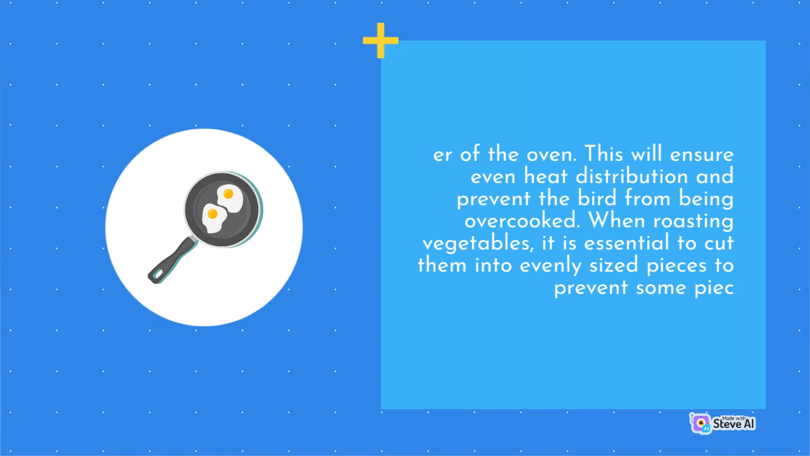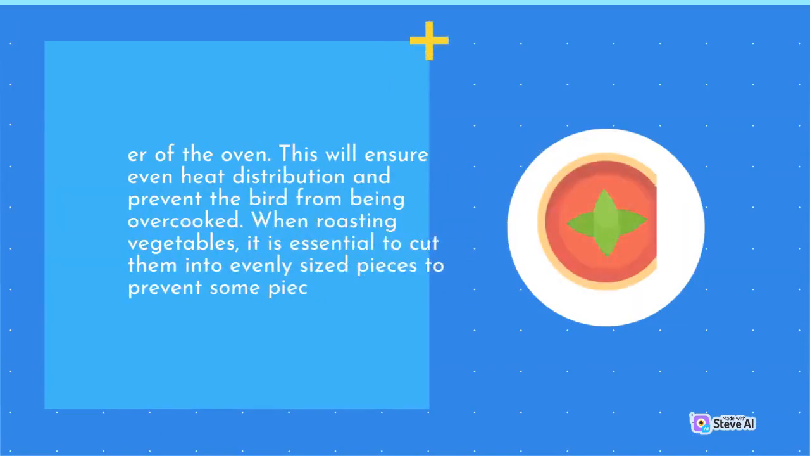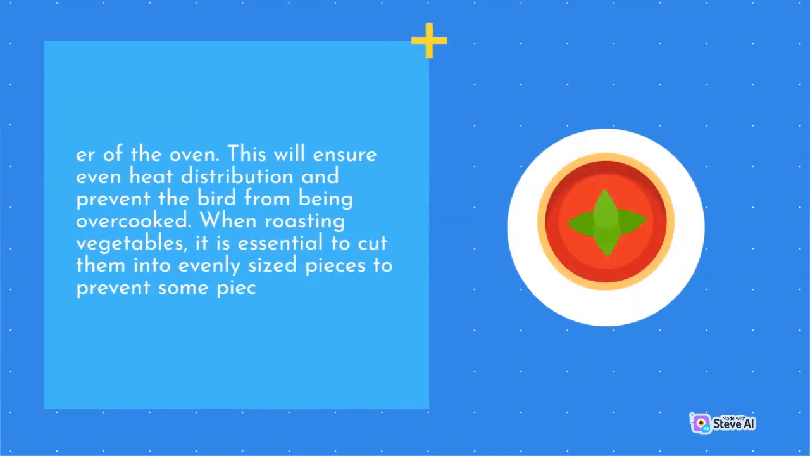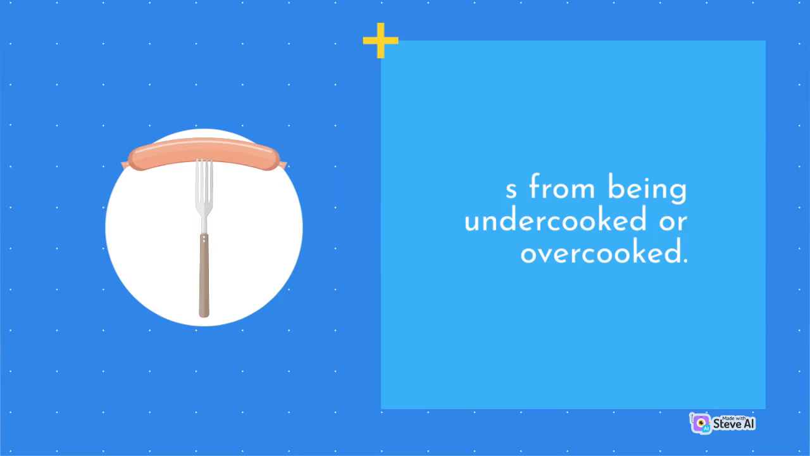When roasting vegetables, it is essential to cut them into evenly sized pieces to prevent some pieces from being undercooked or overcooked.